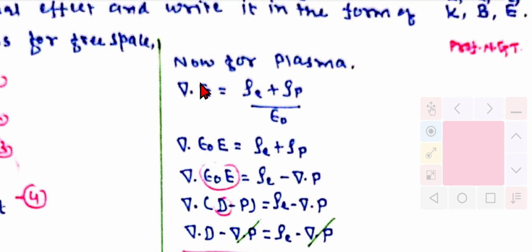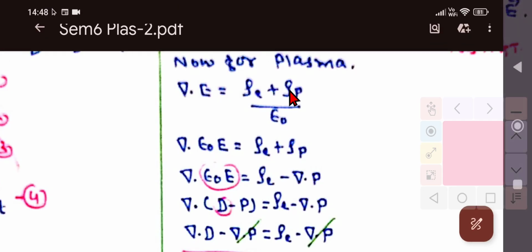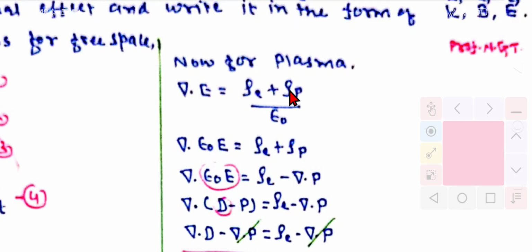Okay, now for plasma, divergence of E equals rho divided by epsilon 0, but here rho can be written as a superposition of two charge densities, rho E plus rho P. Rho E is the free charge density and rho P is the polarization charge density. So let me write here, rho equals rho E plus rho P divided by epsilon 0. Epsilon 0 into E comes here, rho E plus rho P.